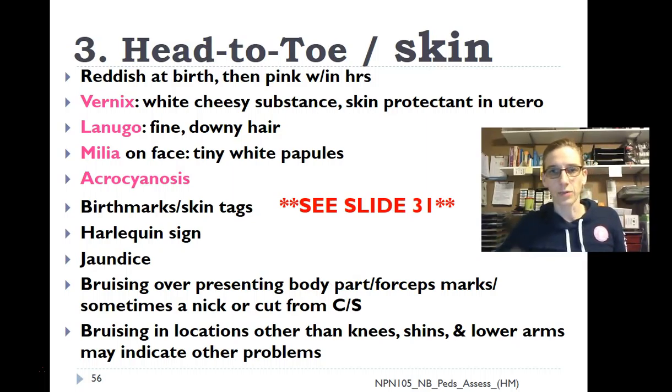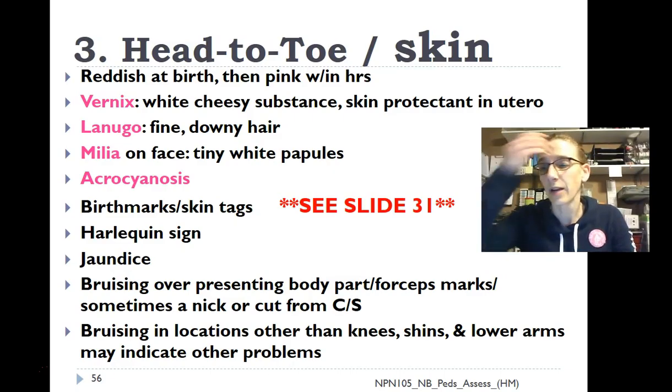Moving on, this head to toe assessment. So skin. Skin is a little bit reddish at birth and then turns pink within hours. You'll have some vernix, which is a white cheesy substance. It protects the skin in utero. Lanugo, which is a fine downy hair, I'm going to show you some pictures. Milia are these little tiny white papules, look like little pimples. Do not pop them. Acrocyanosis, birthmarks and skin tags. That was the information we showed earlier.